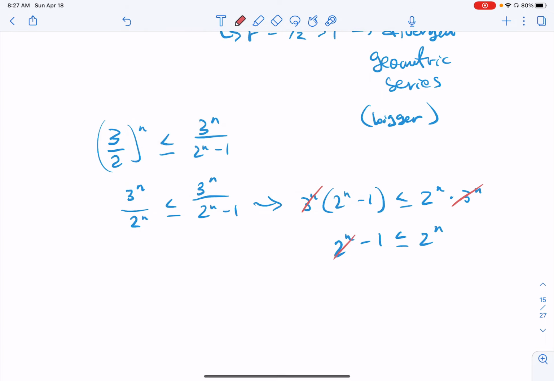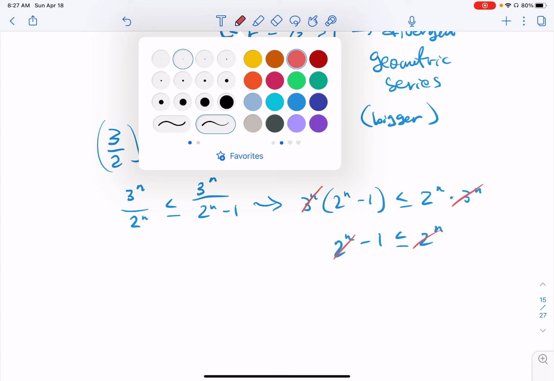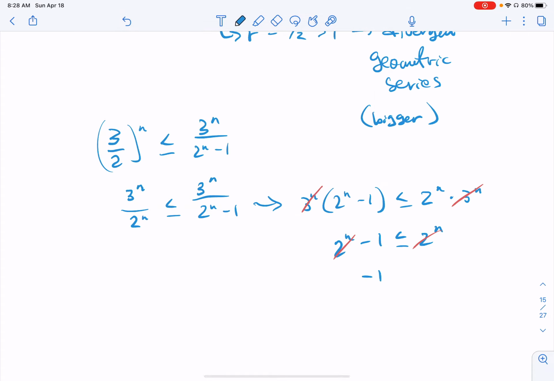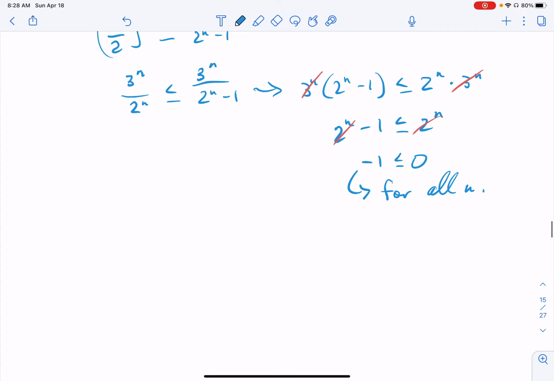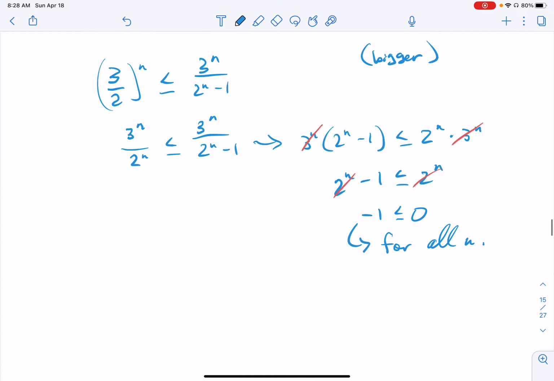So cancellation crayon, again, I'll subtract that from both sides, and I get negative 1 is less than or equal to, when I subtract it, it should be 0. Is negative 1 less than or equal to 0? Yeah, it's pretty much true. For, well, that's supposed to be an F. For all n. Yep, there you go. All right, so you would just draw your conclusion at that point.